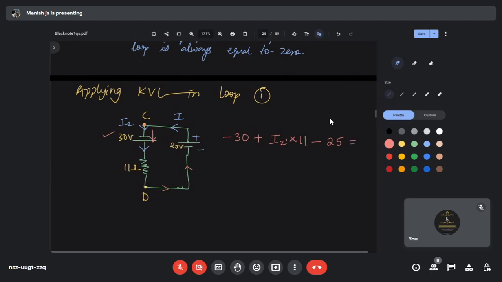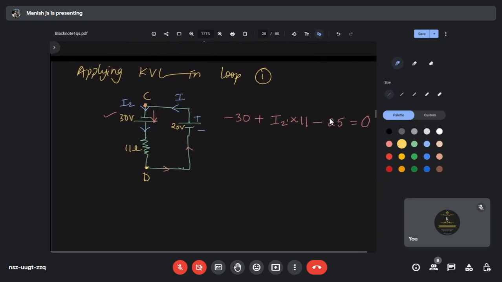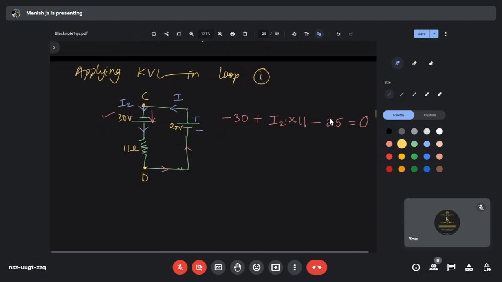So as per KVL, the sum of all the potential drops in a closed loop is equal to 0. So equal to 0 போட்டுக்கிறேன். புரிஞ்சுதுங்களா? This is how I write the first equation. So this is my first equation. Okay, sir. Okay. So we have done the first equation.